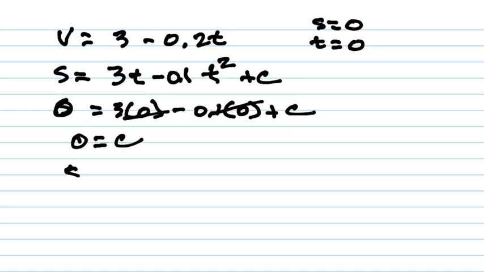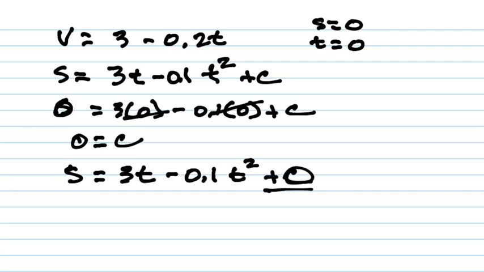So now I have my height function or distance function. I don't care which one you call it. 3t minus 0.1t squared plus 0. And of course, I don't need plus 0, so we'll just leave it off. We know it's a 0, though. Now all I need to do is answer the question: how high will it be after 2 hours? Our formula is in hours, so we don't need to change it to seconds. We're just going to use t equals 2 hours.